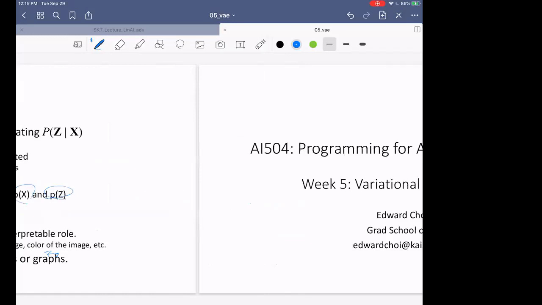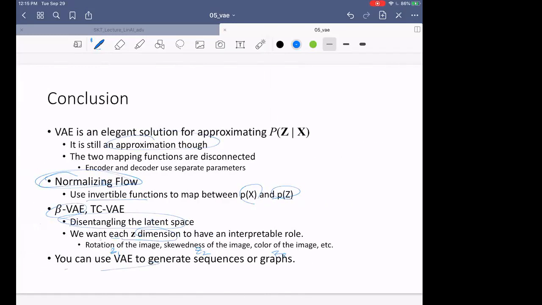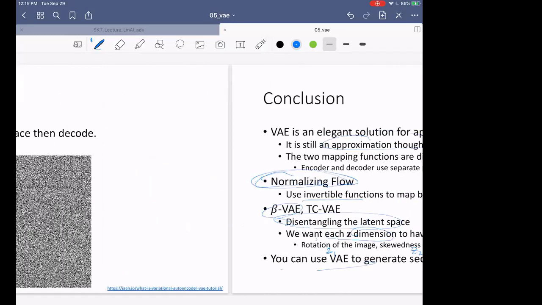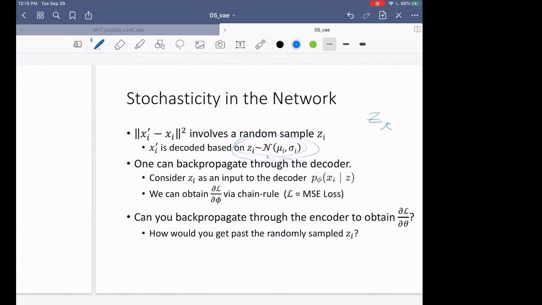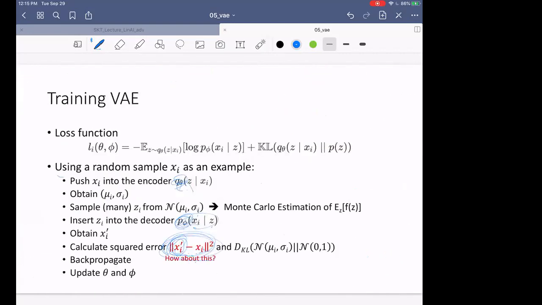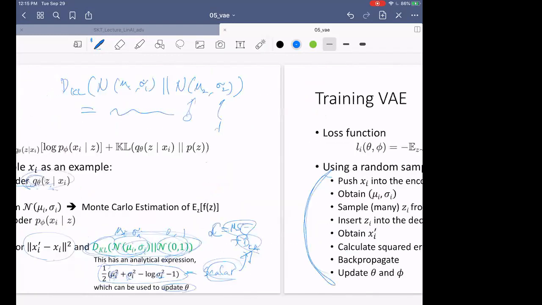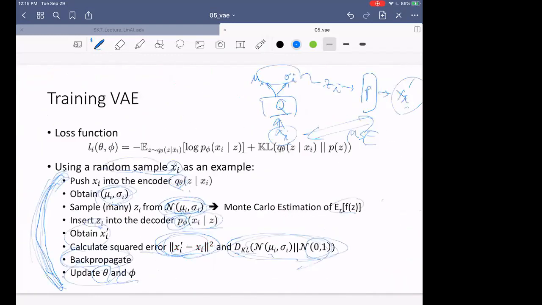Okay, so that's the end of today's lecture. The one thing that you really need to remember is this process here. In order to implement VAE, you need to follow this exact format, these exact steps. I hope that these words can translate in your mind into PyTorch code.